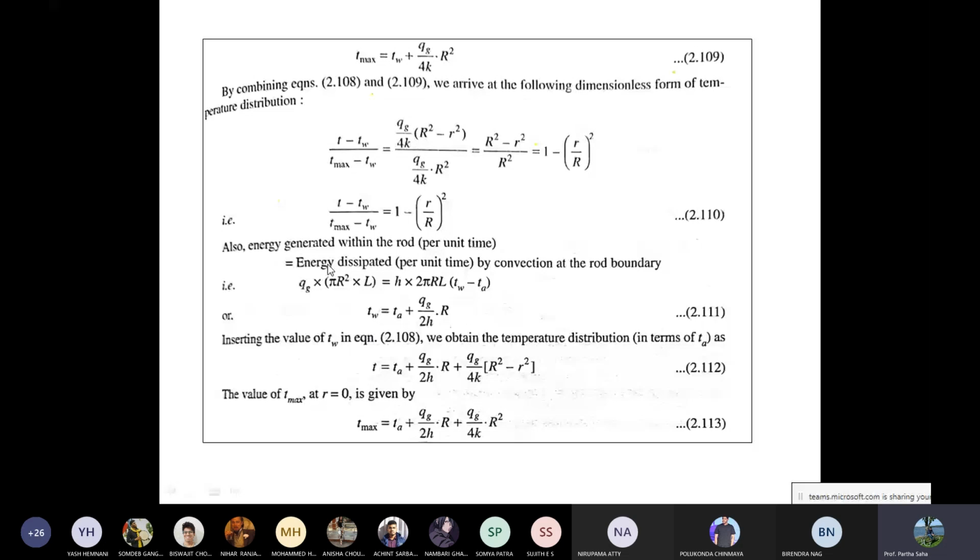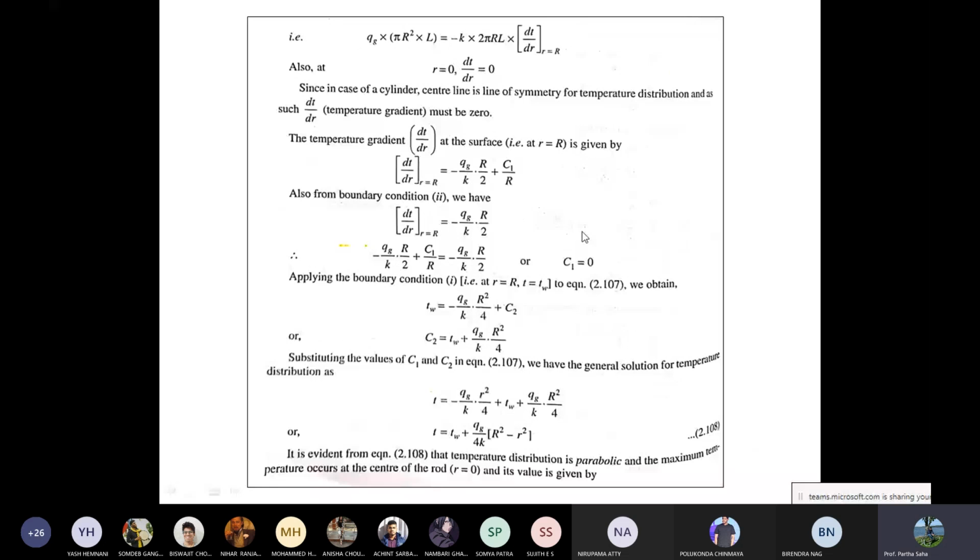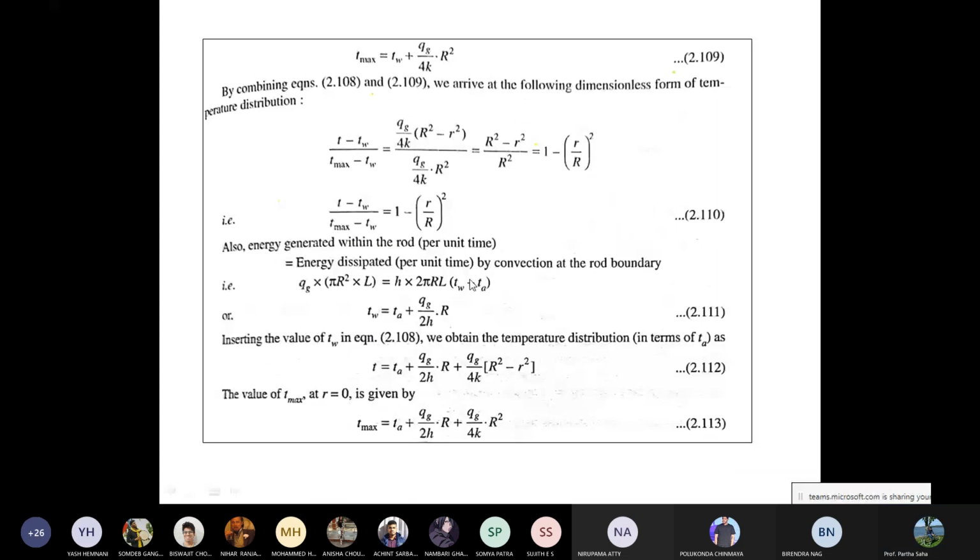That will be 2πrL h (Tw − Ta), right? Because we are considering that the ambient temperature is Ta and the wall temperature is Tw. So that much heat is going to be dissipated by convection, with the convective heat transfer coefficient h and the area 2πrL. Equating the expressions, you get Tw = Ta + Qg R / 2h. Very good. So if you get this value of Tw, you can substitute this expression 2.111 into 2.108.